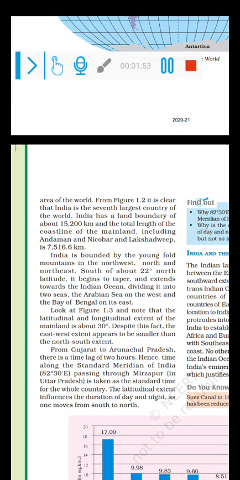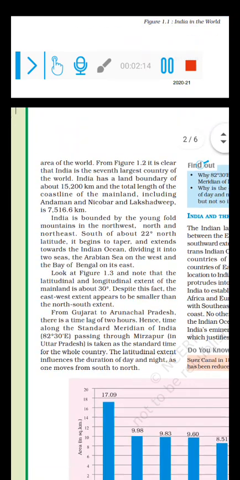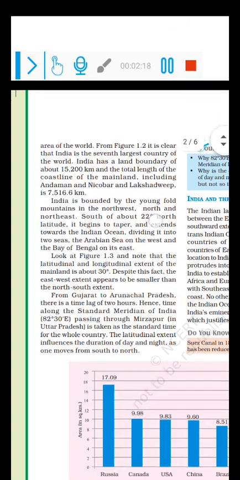Now it has got a very long border area, both land boundary as well as sea boundaries. The land boundary is 15,200 kilometers, and the sea boundary, including Andaman and Nicobar as well as Lakshadweep, is 7,516 kilometers. So it has got both the land boundaries as well as the sea boundaries. So it has the advantages of land boundaries as well as sea boundaries.